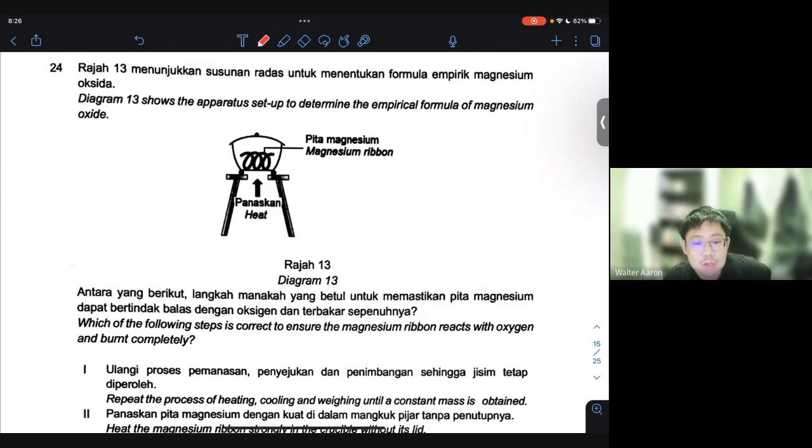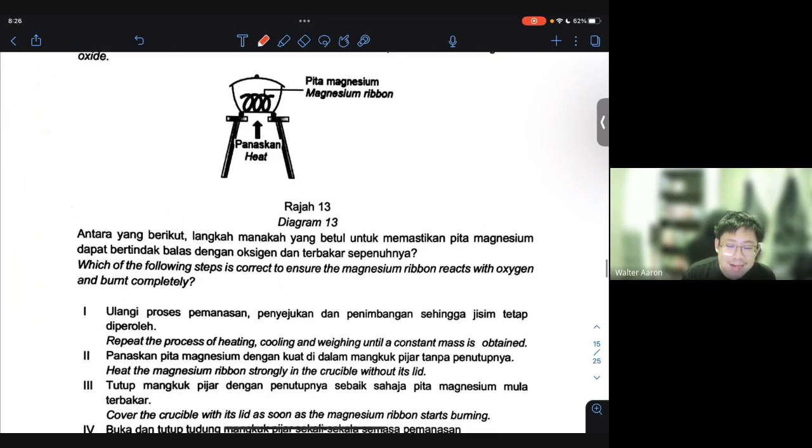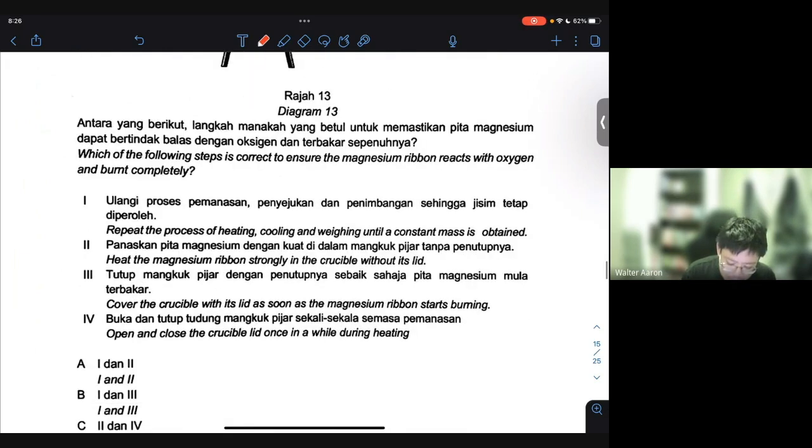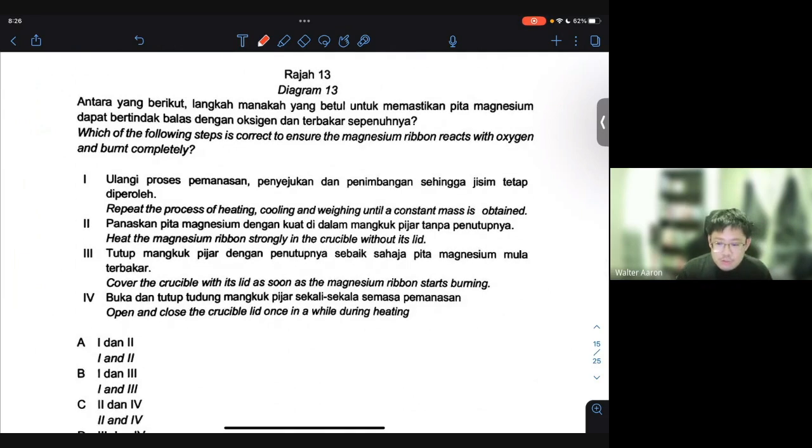24, diagram 13 shows the apparatus set up to determine the empirical formula of magnesium oxide. Which of the following steps is correct to ensure that the magnesium ribbon reacts with oxygen and burns completely? Normally, to make sure that it reacts completely, we have to open and close the lid constantly in intervals. We want to open and close because we want to prevent the white fumes from the magnesium oxide powder from flying around because of the heat.